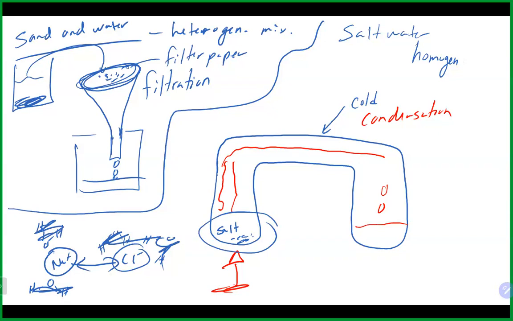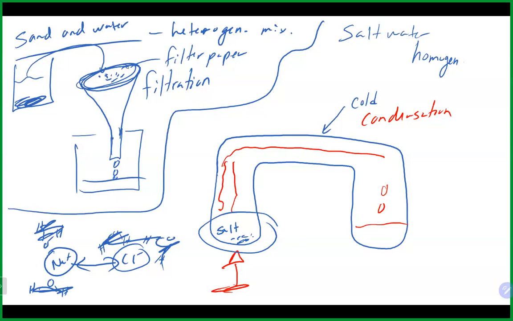This is a process known as distillation. And what we're really doing here is taking advantage of the physical properties of each of these substances. So the physical property of water and also the physical property of sodium chloride.